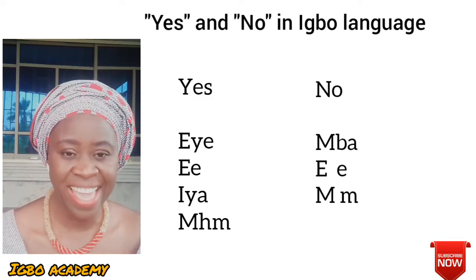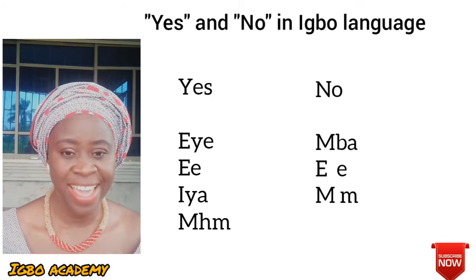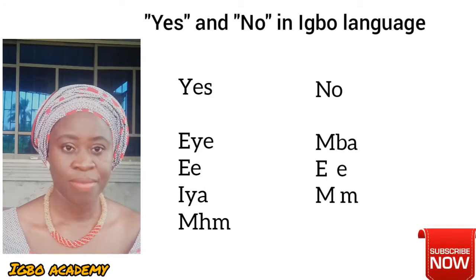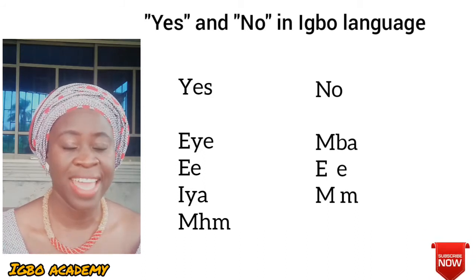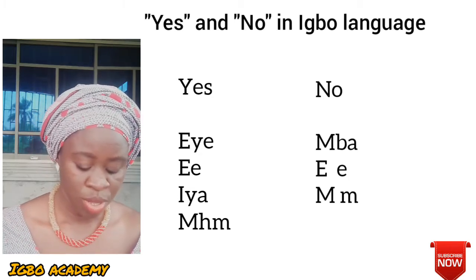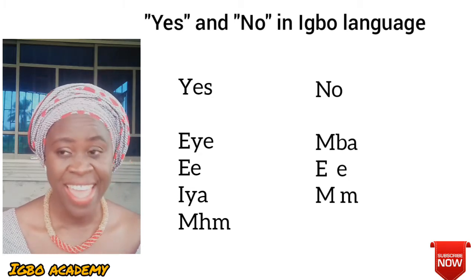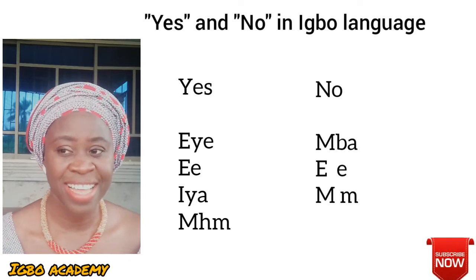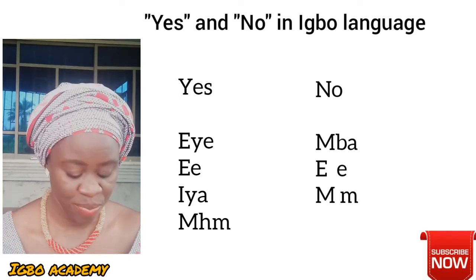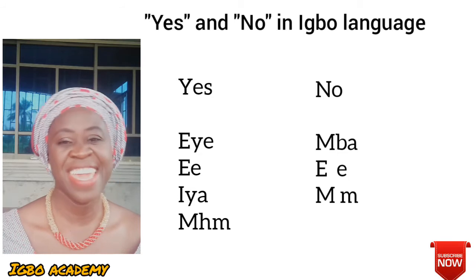So yes in Igbo language can be expressed by the following words. We have yeah. If you want to say yes, you can say yeah. Number 2, we have the e sound, but you're going to stress it. We have iya.